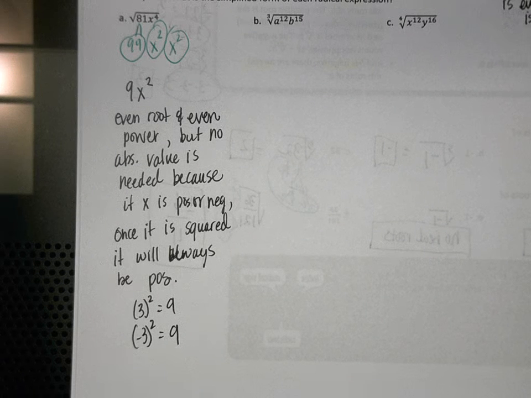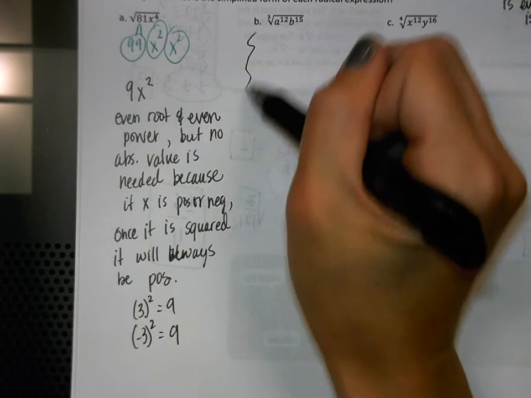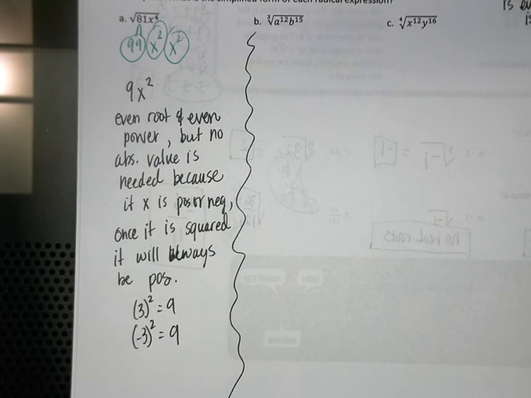Okay, does everybody have that? All right. So I'm going to draw a squiggly line to keep these separate. Okay, so next example, it's an odd index or odd root. So that means I don't have to worry about absolute values at all, which makes my life slightly easier.